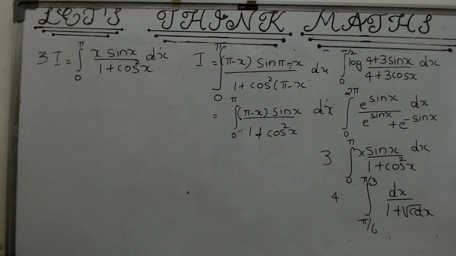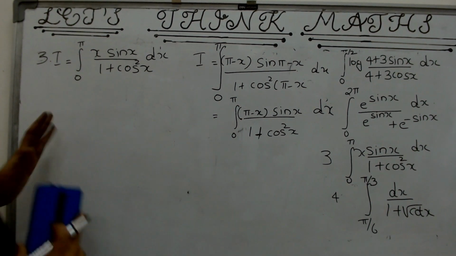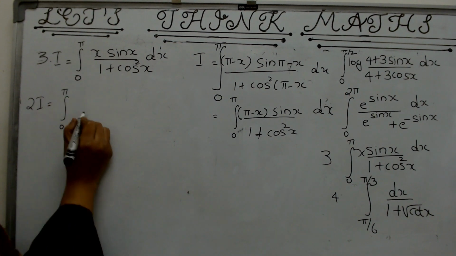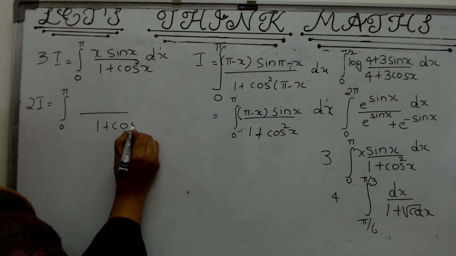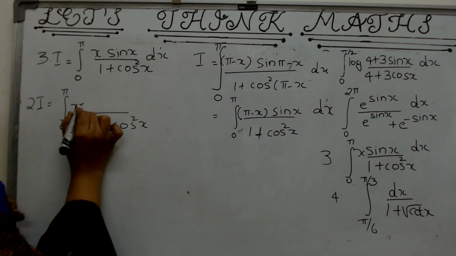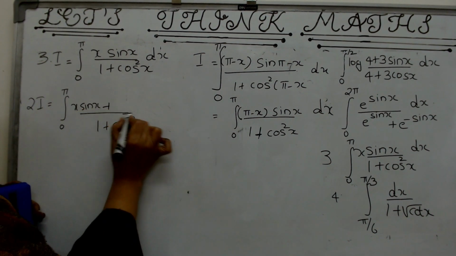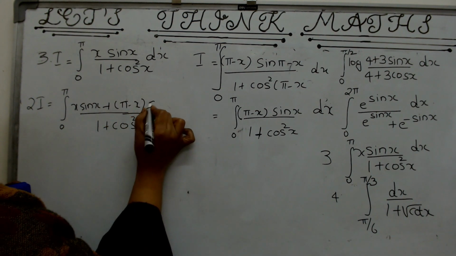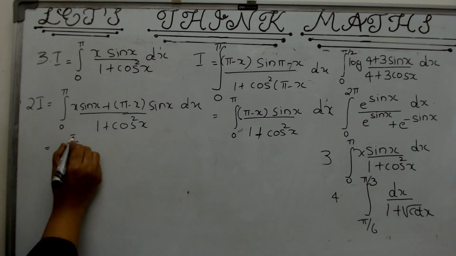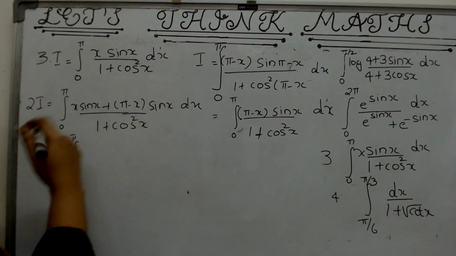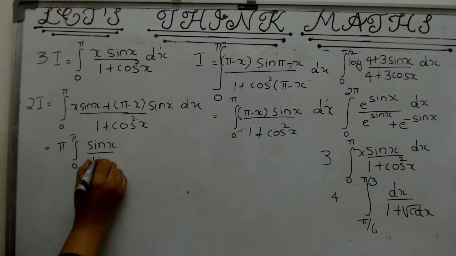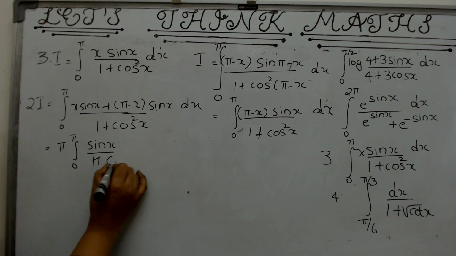So what have we done? We have expressed I in two ways. Add them up. On the right hand side you get this. On the left hand side, 1 plus cos square x, the denominator is the same. So we just have to add up the numerators. So that would be plus pi minus x sin x dx. But then what do you see here? You have a plus x sin x, a minus x sin x cancelled. So all you get is sin x by 1 plus cos square x.